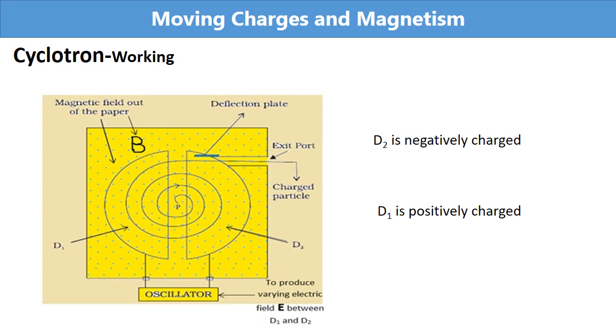of the proton. This process continues till the proton reaches the boundary of the D system. At this stage, finally, the proton is deflected by the deflecting plate and it will come out through the window and hits the target.